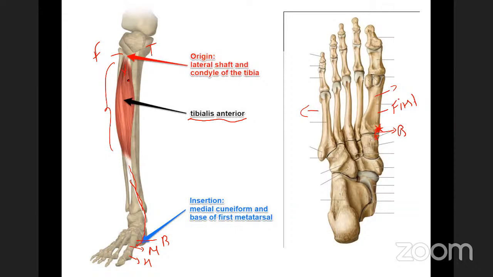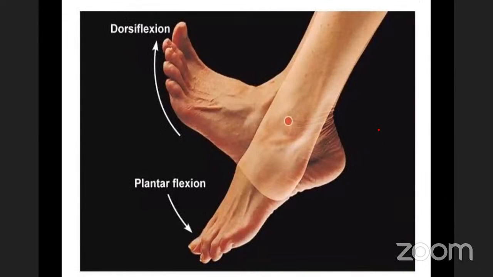So where does it take its origin from? Lateral surface of the upper two-thirds of the tibia. Its tendon is attaching to the inferior-medial aspect of the base of the first metatarsal. Along with that, it is also attaching to the medial cuneiform bone. So having discussed the origin and insertion of the tibialis anterior, let us see the function of this muscle.